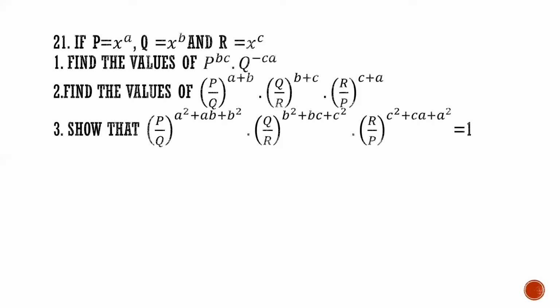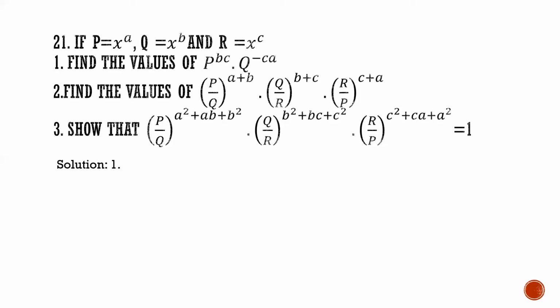In number 2, we have to find the value of (p by q) to the power a plus b into (q by r) to the power b plus c into (r by p) to the power c plus a. And in number 3, we have to show that (p by q) to the power a square plus ab plus b square into (q by r) to the power b square plus bc plus c square into (r by p) to the power c square plus ca plus a square is equal to 1.